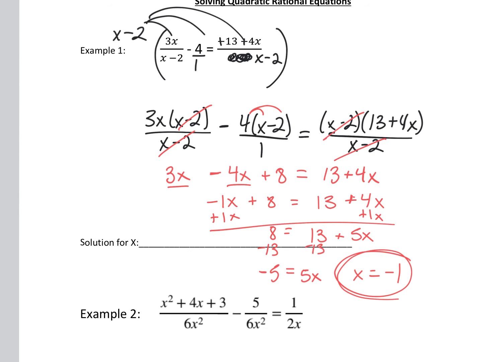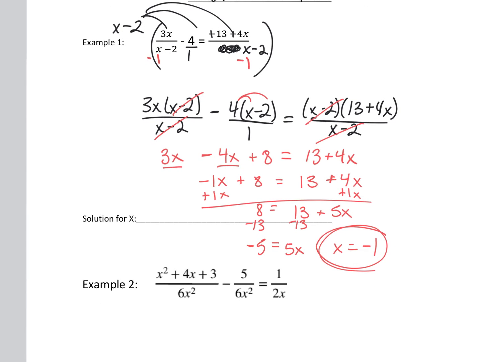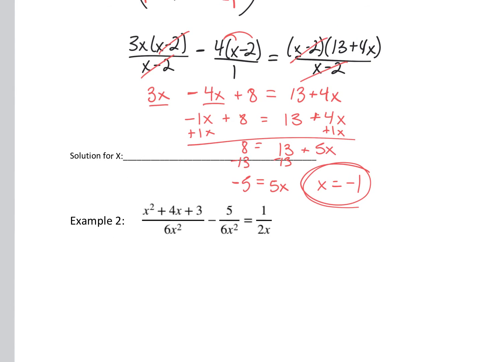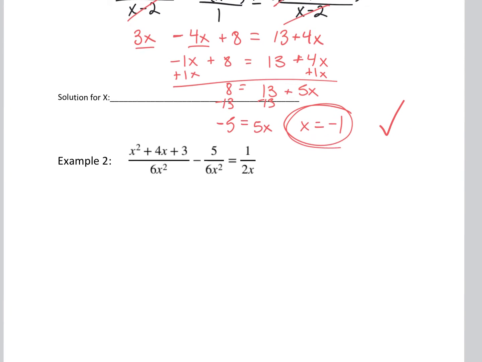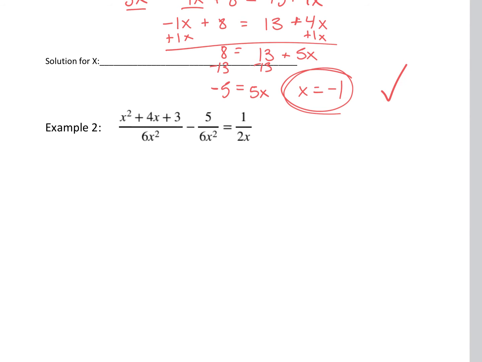Last but not least, I go and check for extraneous solutions. So I plug in a -1 everywhere there's an x in the denominator. And I see both of those denominators end up being -3, and that's okay. So we're good to go on that one. This one works. Questions on that?